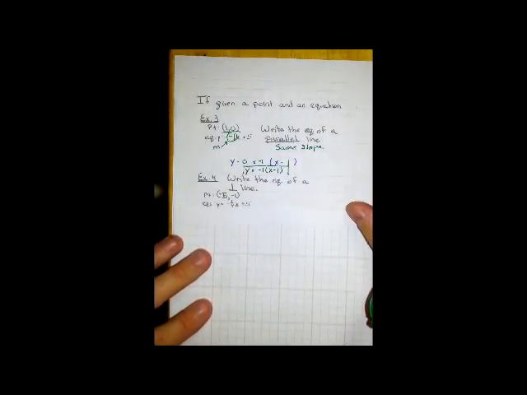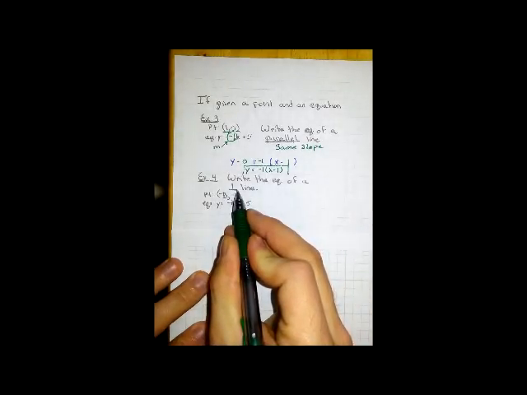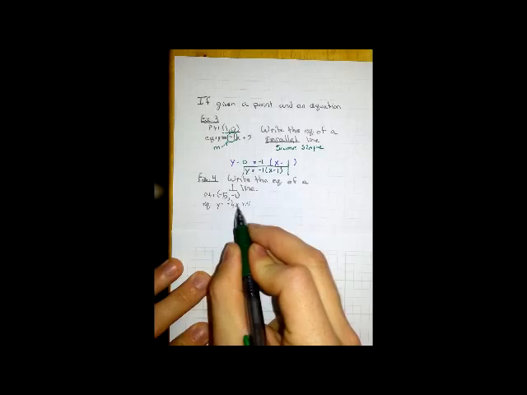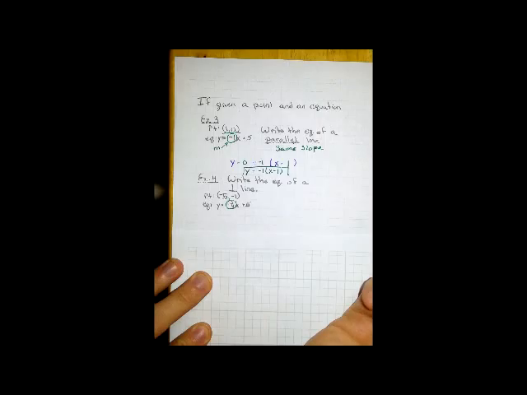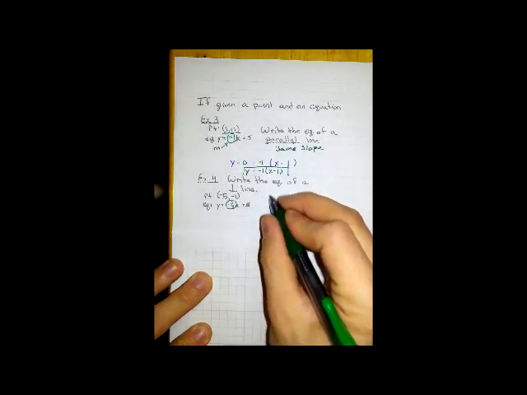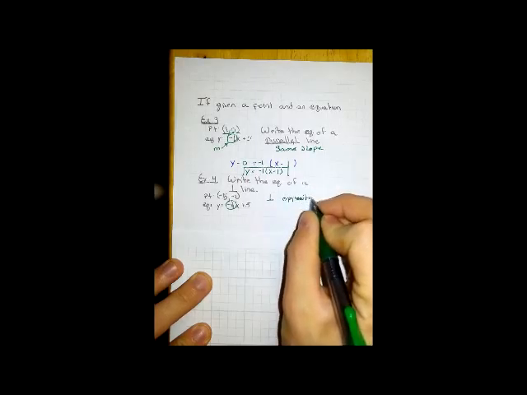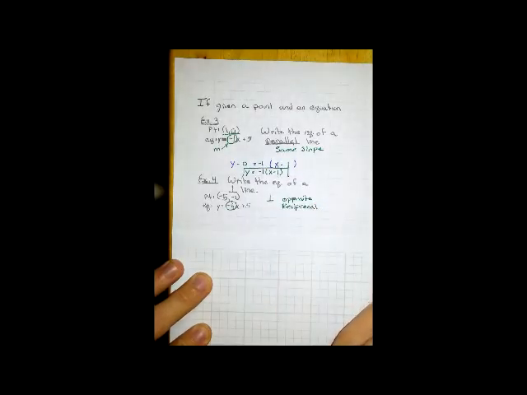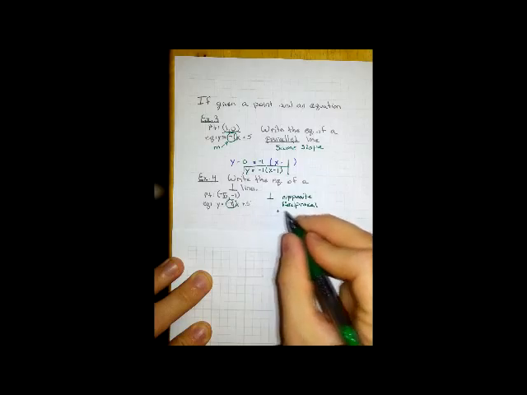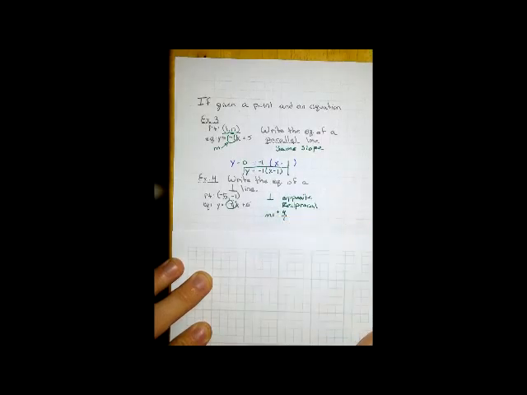Slightly different example now. We're still given a point and an equation, but this time they want us to do a perpendicular line. My equation's in slope-intercept form. I know the slope of this equation is -1/4. But for a perpendicular line, remember, you want to use the opposite reciprocal. Opposite meaning positive. Reciprocal says flip it. 1/4 now becomes 4/1, or simply 4. That is the slope we want to use.